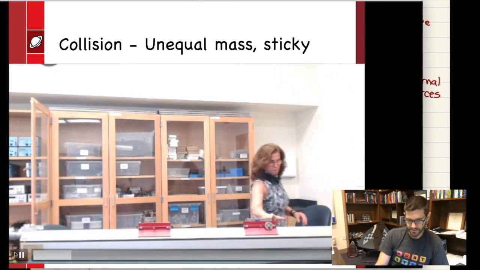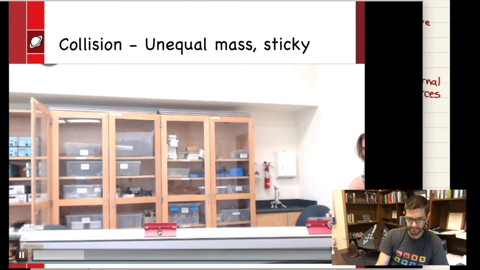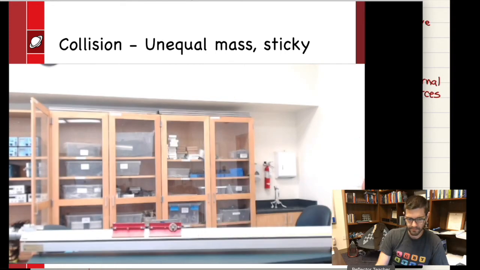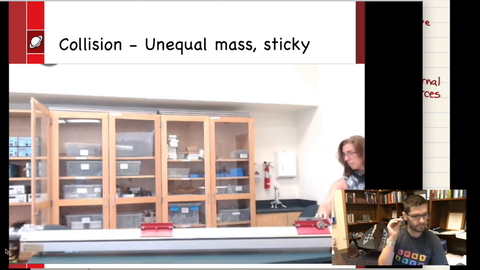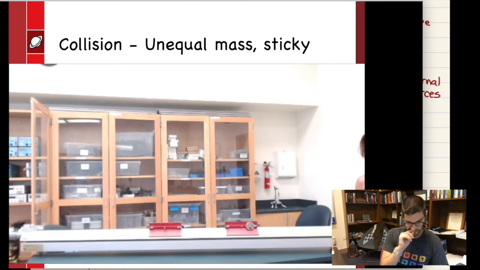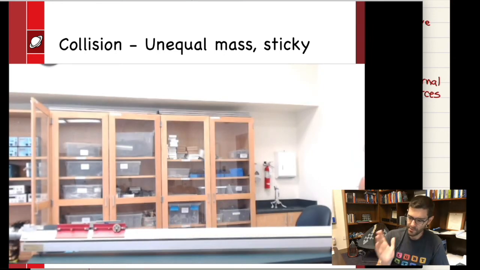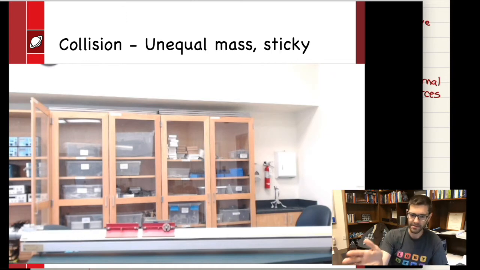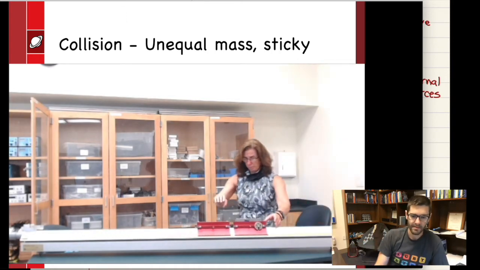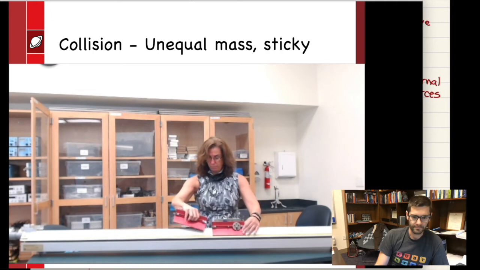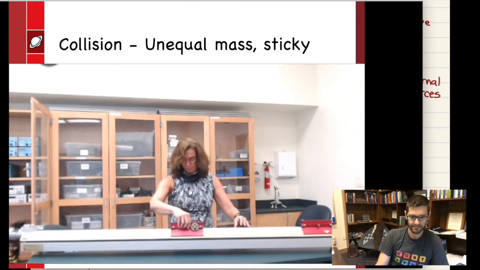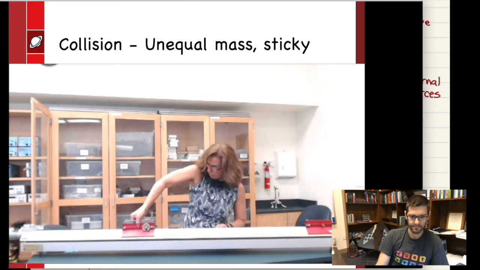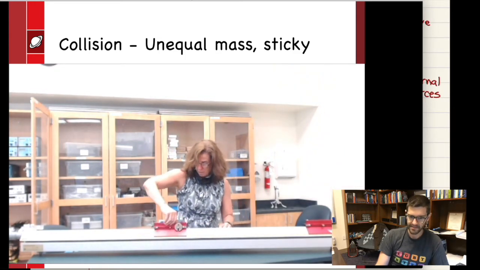All right, so it looks like she's throwing the big one towards the light one. Okay, we can do it again. So they still were moving together in the same direction, but again, notice that the speed decreased. All right, we're going to try the opposite case now. Yes. Put the felt on the right side. Well done.